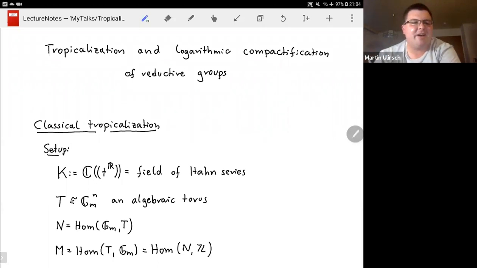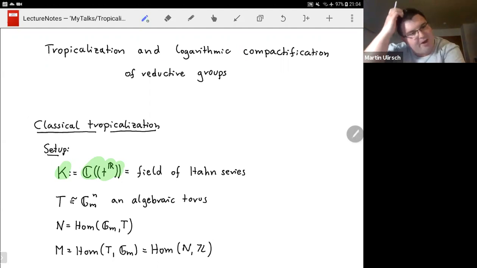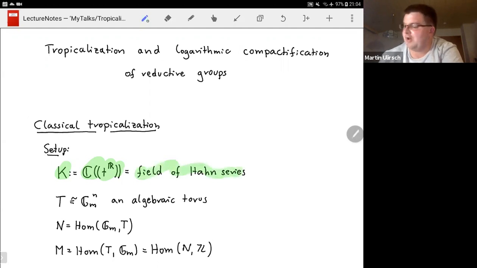But anyway, I'm going to tell you one approach, namely classically, you can just work with a non-Archimedean field extension with residue field the complex numbers. And for simplicity, we are setting this to be the field of power series with real exponents. This is a formal power series summed over a well-ordered subset of the real numbers. And that is sometimes also known as the field of Hahn series.